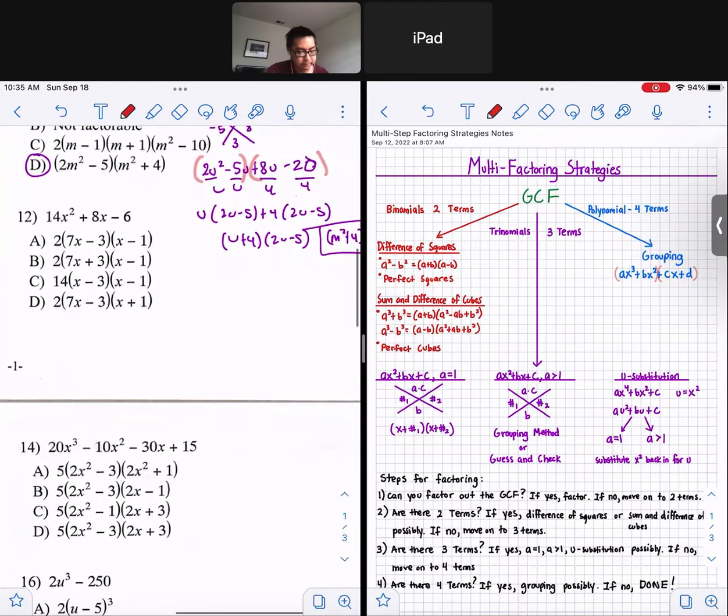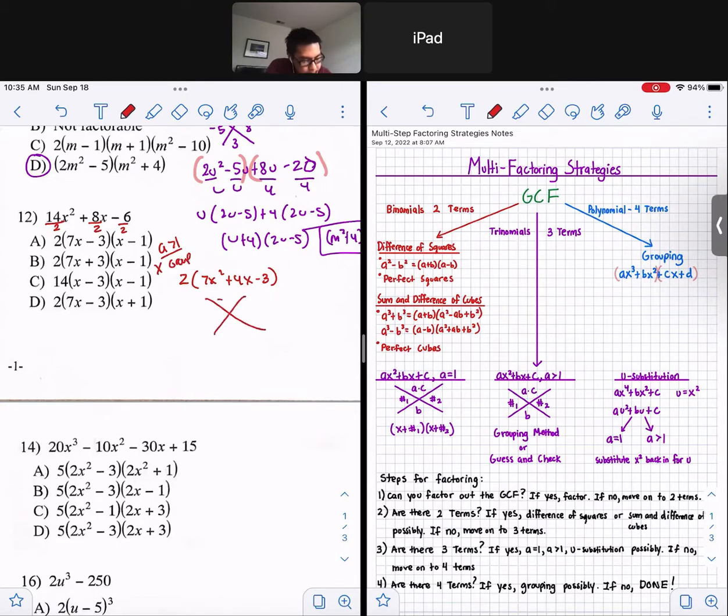Number 12. Can we factor out something from each term? Yes, we can divide each of these by 2. 7x squared plus 4x minus 3. Okay, how many terms do we got? We got 3 terms. So is this a equals 1, a greater than 1, or u sub? Definitely a is greater than 1. So that means we gotta do x method and our grouping, right?